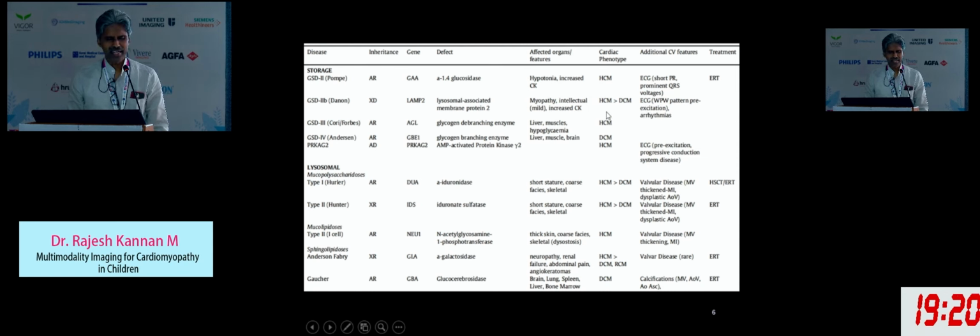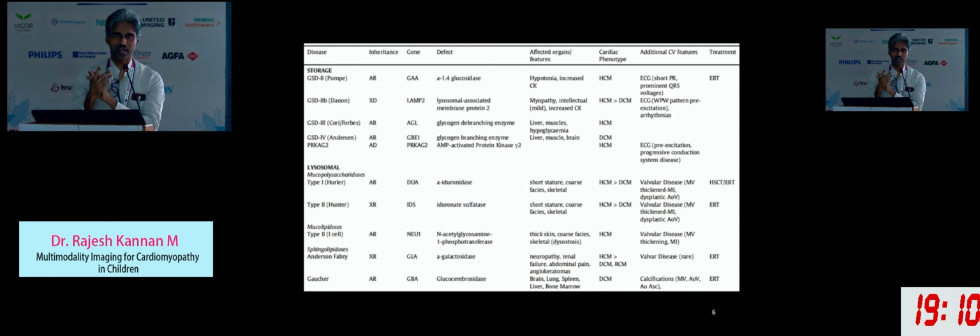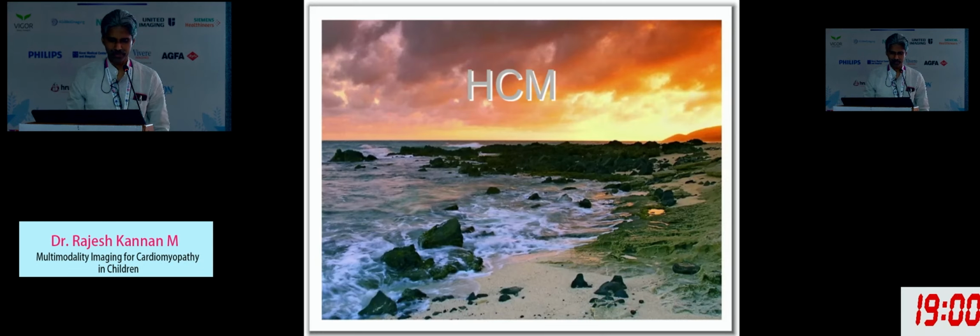And if you look at Danon's disease, usually it presents like an HCM phenotype, but it can also have a DCM phenotype. Similarly, if you look at the different abnormalities, the storage diseases, what defects are involved, what organs are involved, and the other ECG findings and other things are very, very critical before making a diagnosis.